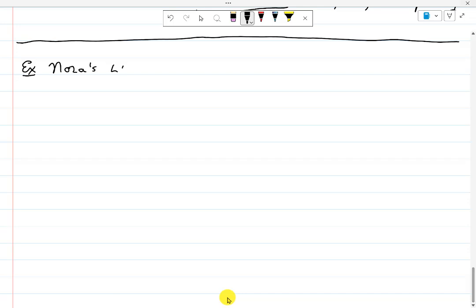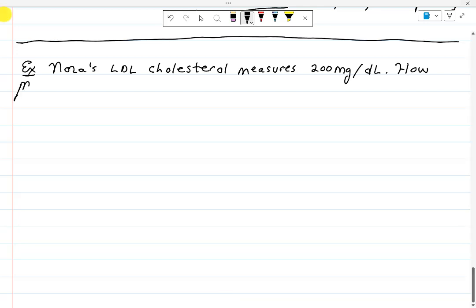Nora's LDL cholesterol measures 200 milligrams per deciliter. How much cholesterol is in Nora's body?